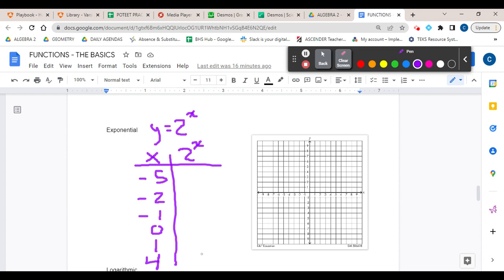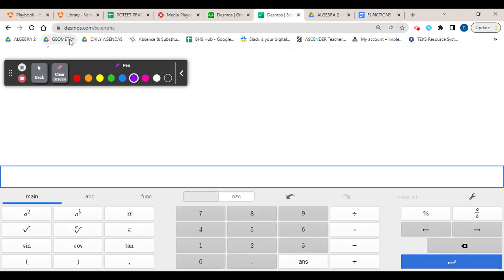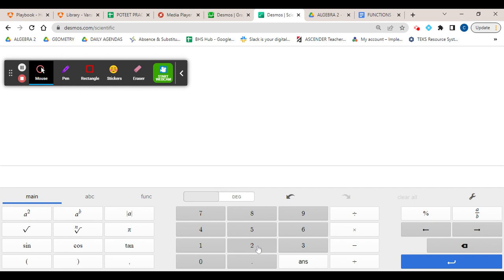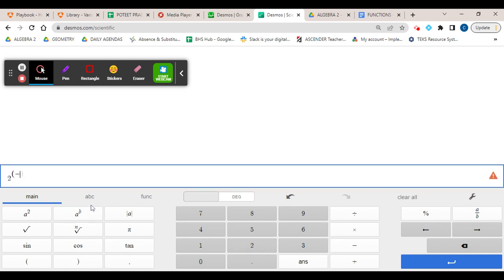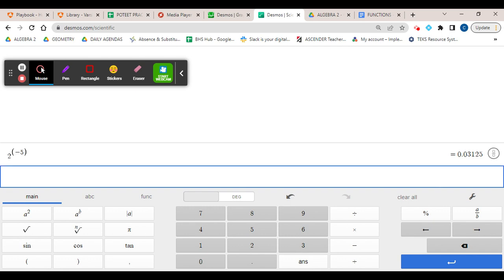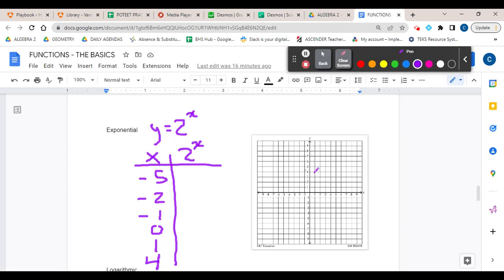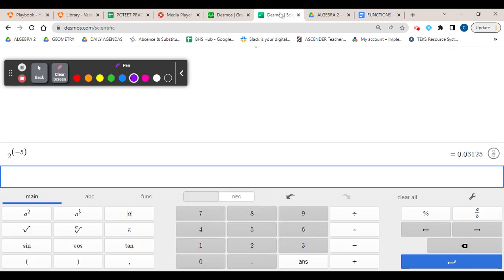So x is -5. So we're going to take 2 to the -5th power. So let's just go to our calculator here. Desmos scientific calculator, if you're following along here. So we're going to take 2 and we're going to raise it to the -5th power. So 2 to the -5th power is 0.03. So -5 is our x, 0.03 is our y value. So it's really going to be pretty low down there. Okay, so I don't want to get this wrong. 0.03125.